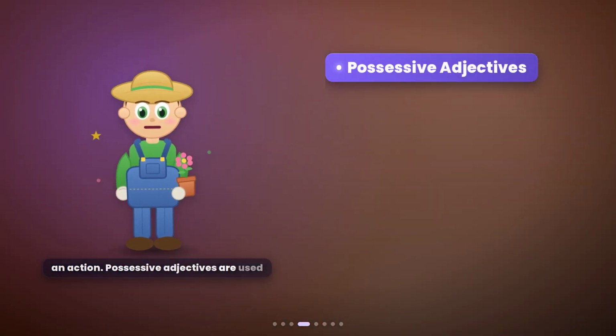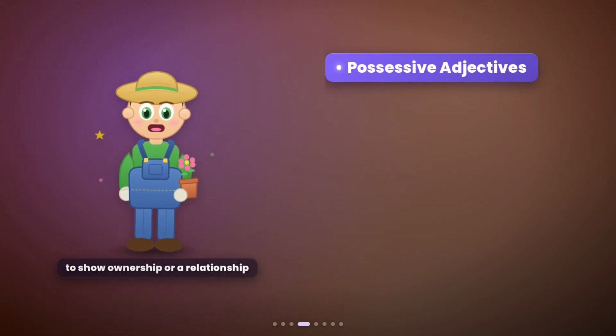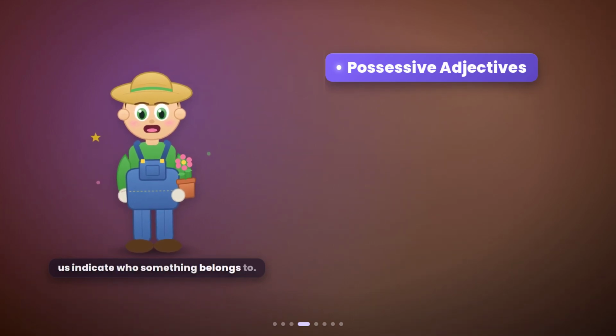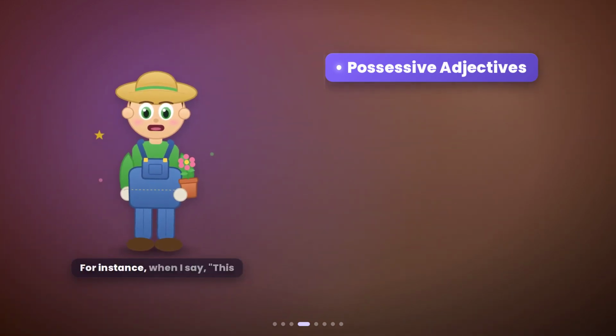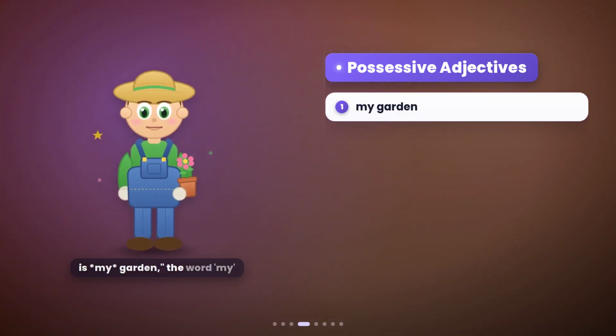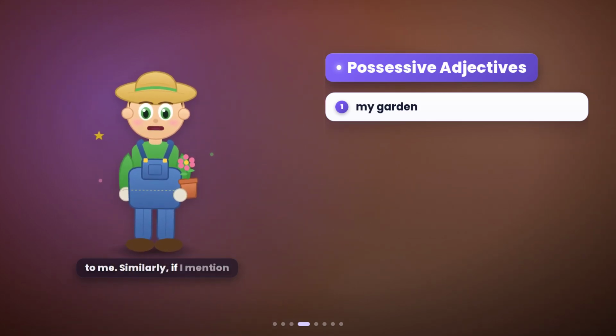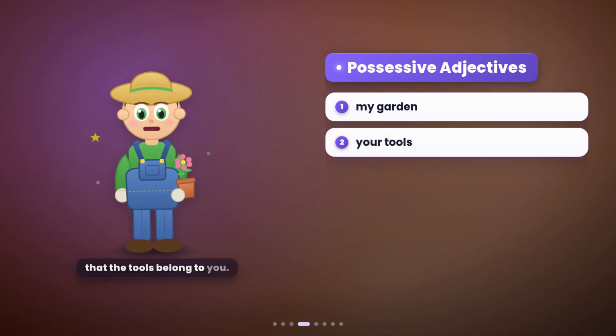Possessive adjectives are used to show ownership or a relationship between people or things. They help us indicate who something belongs to. For instance, when I say, "This is my garden," the word "my" tells us that the garden belongs to me. Similarly, if I mention "your tools," the word "your" indicates that the tools belong to you.